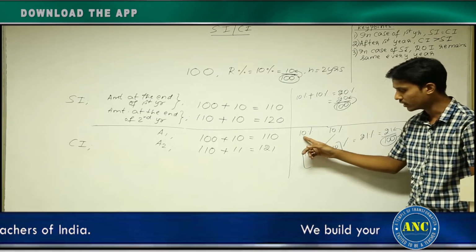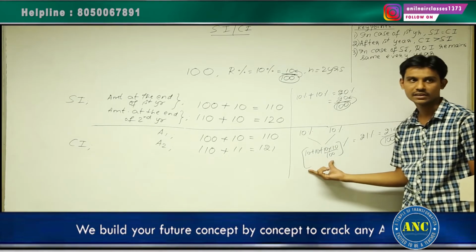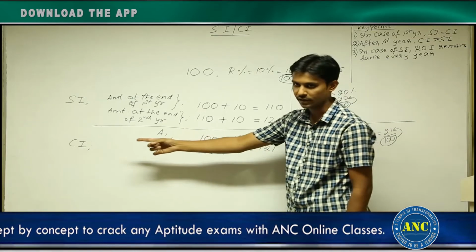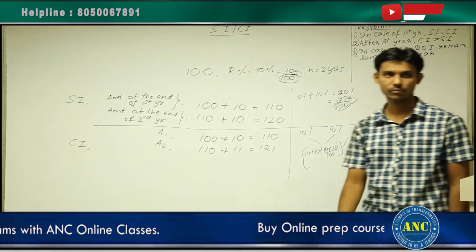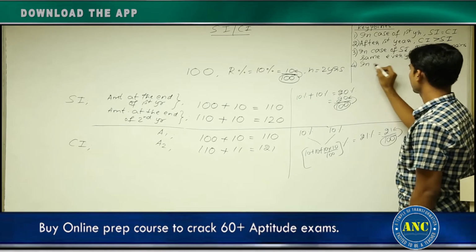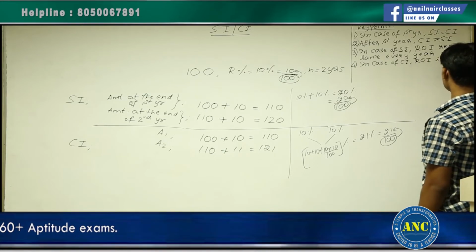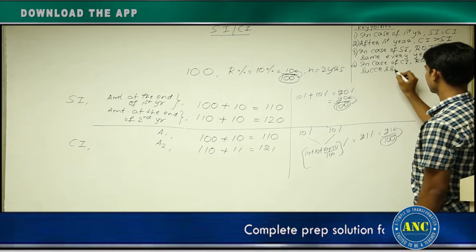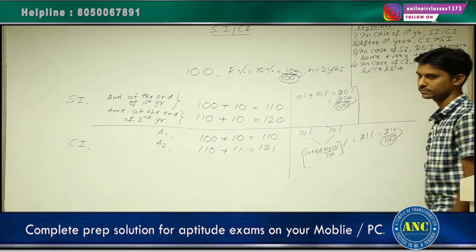See here. What did I do here? What is this 10% rate of interest? That rate of interest, what am I doing here? Successive percentages. I am using an application of successive percentages for rate of interest. That means in case of compound interest, rate of interest is always successive. That is your fourth key point. Please write down the fourth key point. In case of compound interest, in case of CI, rate of interest is always successive.